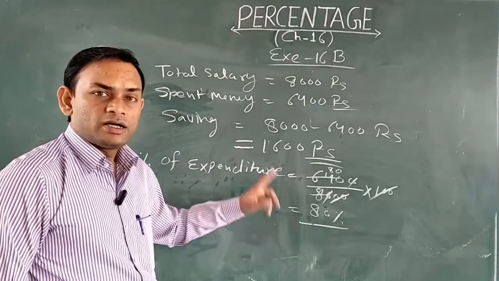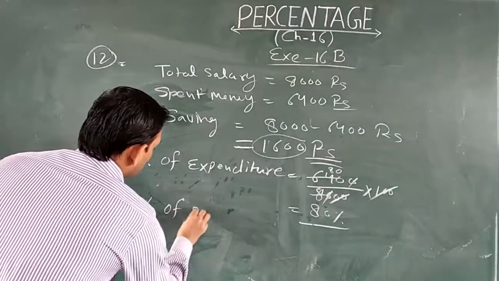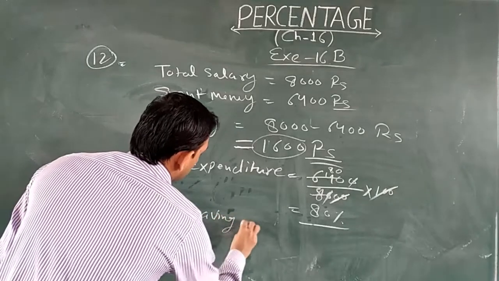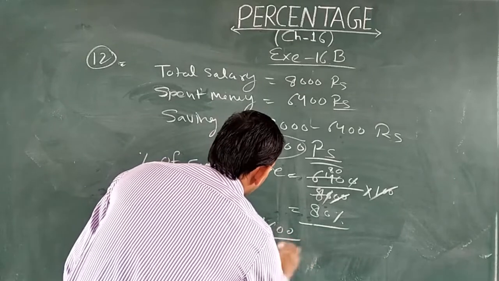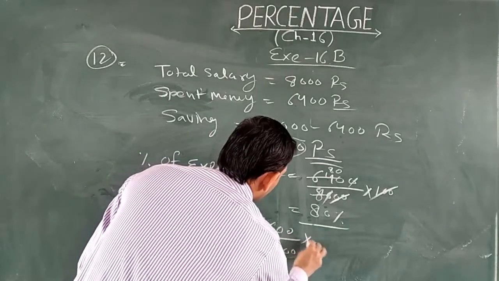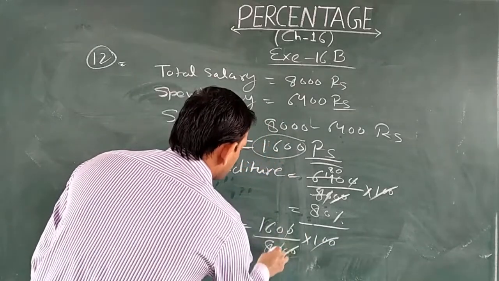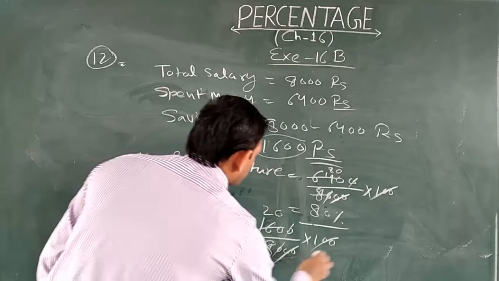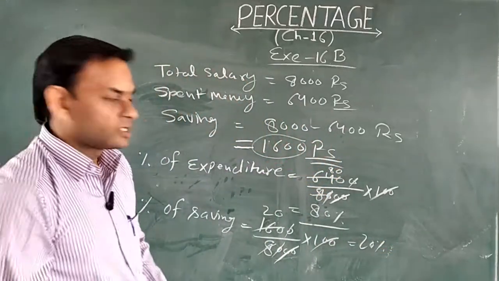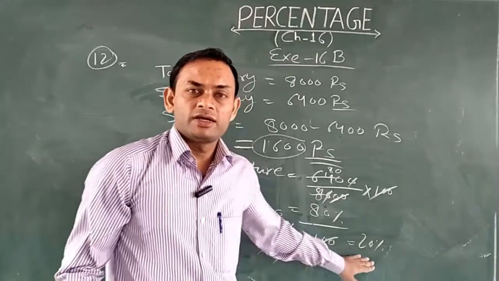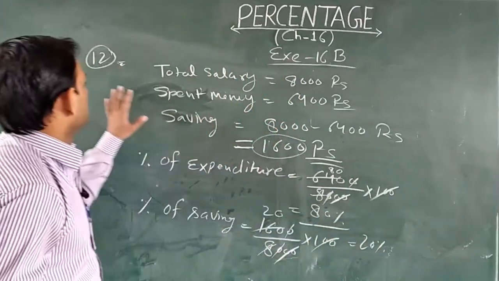Now we have to find the percentage of the saving. So percentage of saving is equal to 1,600 rupees out of 8,000 and multiply by 100. 20 to 20 will be cancelled, 1 to 1, 8 to the, and 20 means 20%. That man saved 20% of his salary. Okay, so this is the question number 12.